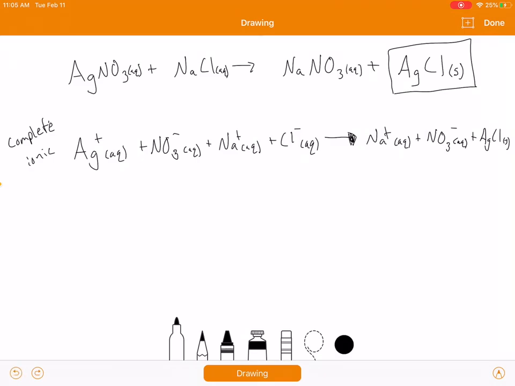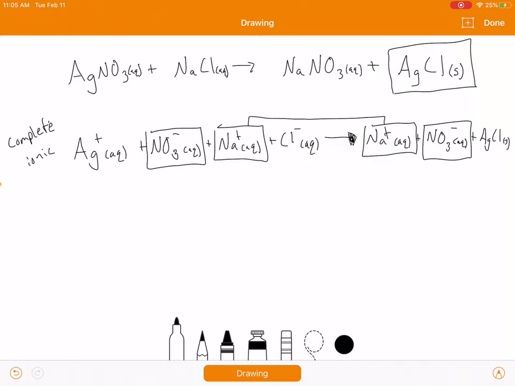Notice that the sodium and the nitrate appear the same on both sides of the reaction. It's sodium plus and nitrate with a minus charge. On both sides, they don't change, so they're not even involved in the reaction. So they are what we call spectator ions. We call them spectator ions because they're just watching. They're not actually involved in the reaction.